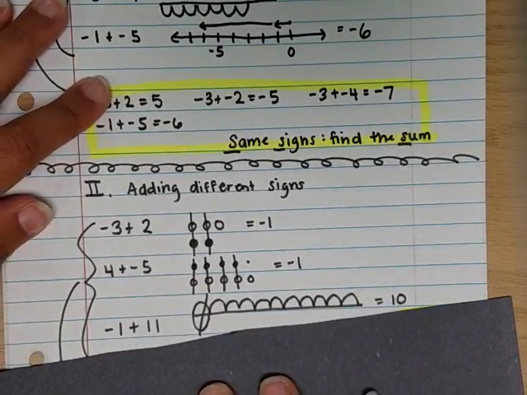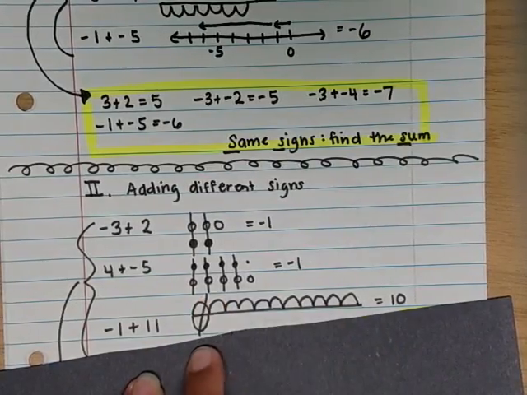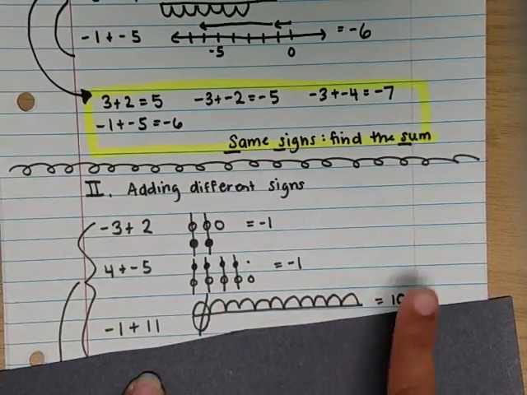Heaps and holes. Negative 1 plus positive 11. Here's my negative 1 hole. Here's my positive heaps. Those two cancel out because they're a 0 pair. So 1, 2, 3, 4, 5, 6, 7, 8, 9, and 10. So I get positive 10.